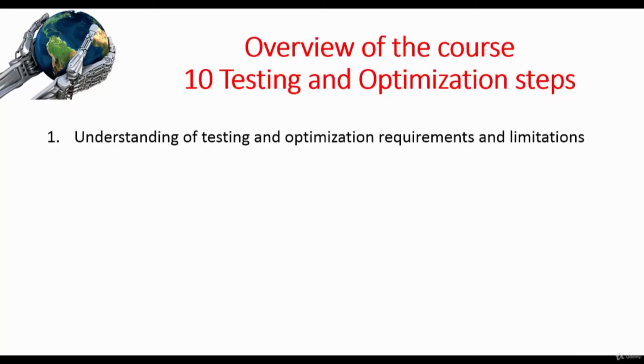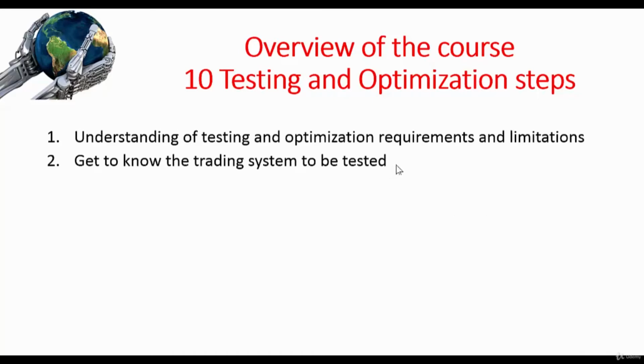So the first point, which we actually covered quite late in the course, is to understand the testing and optimization requirements and limitations. Now, for instance, the requirements are good data, and the limitations are the fact that we're using historical data and the danger of over-optimization. So once we've got an understanding about those limitations, we then go on and we start the process.